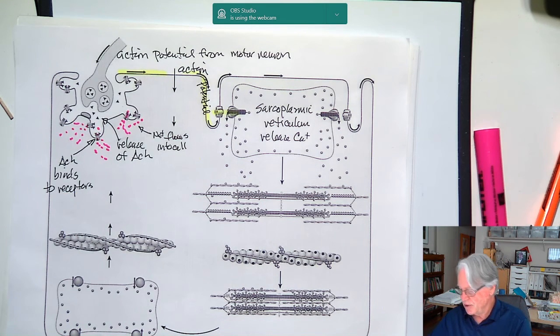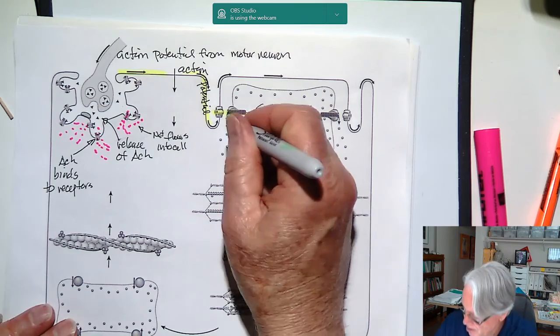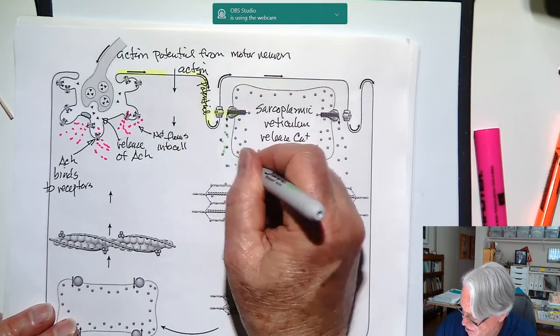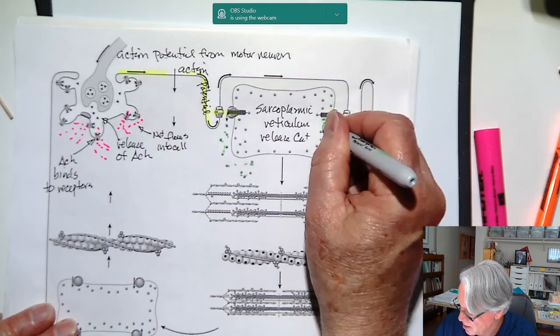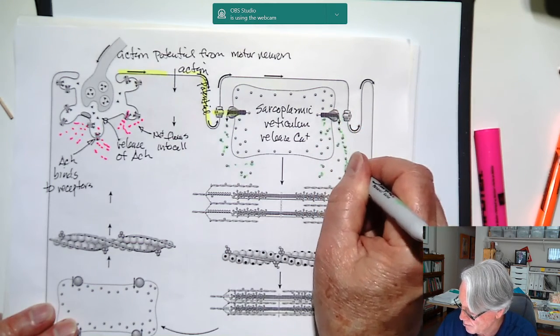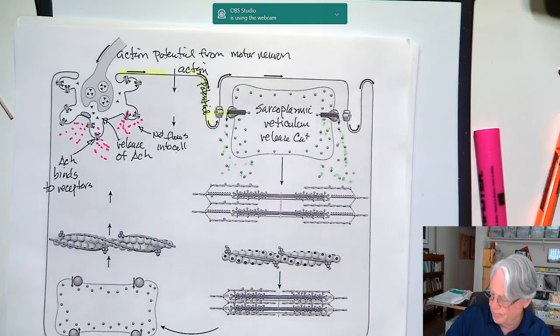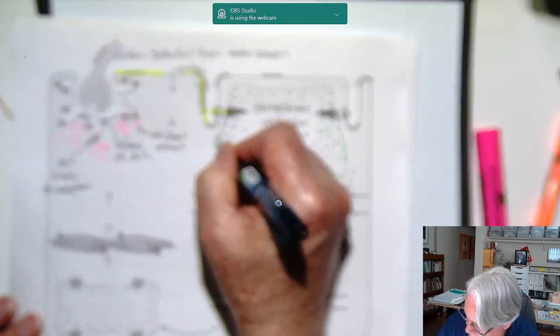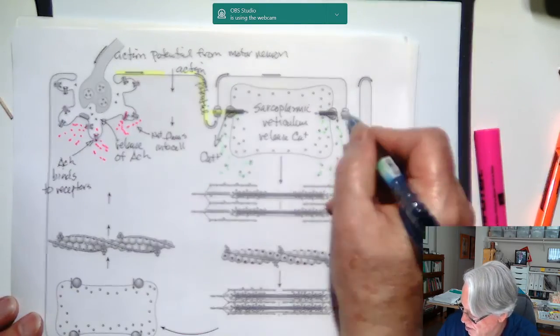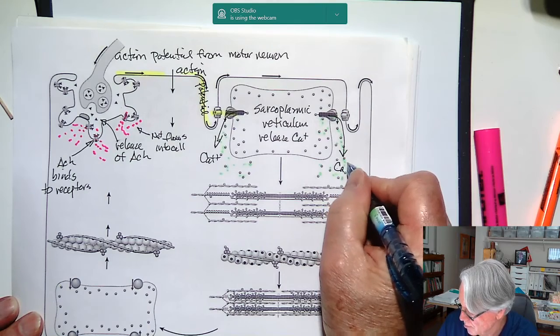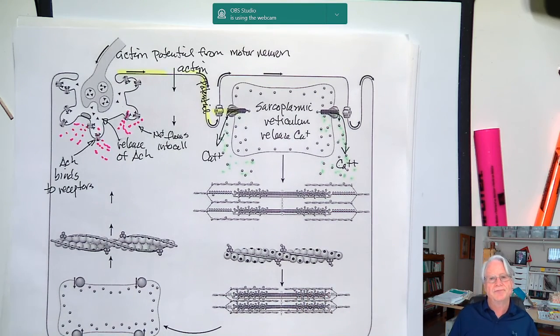And so we get the calcium, and I haven't picked a color for calcium, I don't think, yet, so I'll do that now. Let's just use green. So now we've got calcium flooding into the cell from the sarcoplasmic reticulum. That's going to cause a contraction.